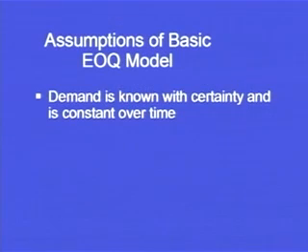Now there are certain assumptions associated with the basic economic order quantity model. First is that the demand is known with certainty and is constant over time. With the help of an example I will explain what this means. Demand is constant means 10 components are used per day or 500 components are used per week. So this demand is going to be constant over a period of time.